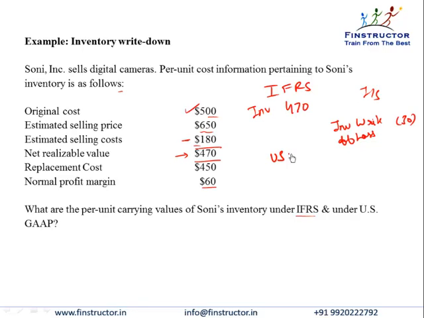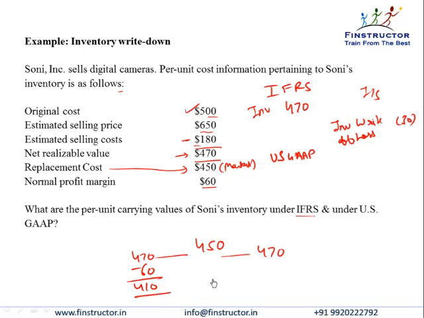Under US GAAP, inventory is carried at lower of cost or market, and market is defined as the replacement cost. However, we need to check that the market is in between the net realizable value, which in this case is 470, and the net realizable value minus a normal profit margin, that is 410. So if it is in between these two values, then the replacement cost will be an acceptable value for the market, and inventory would be written down to this value. So in this case, the carrying value of the inventory will be written down to 450, and I will have an inventory write-off loss of $50.